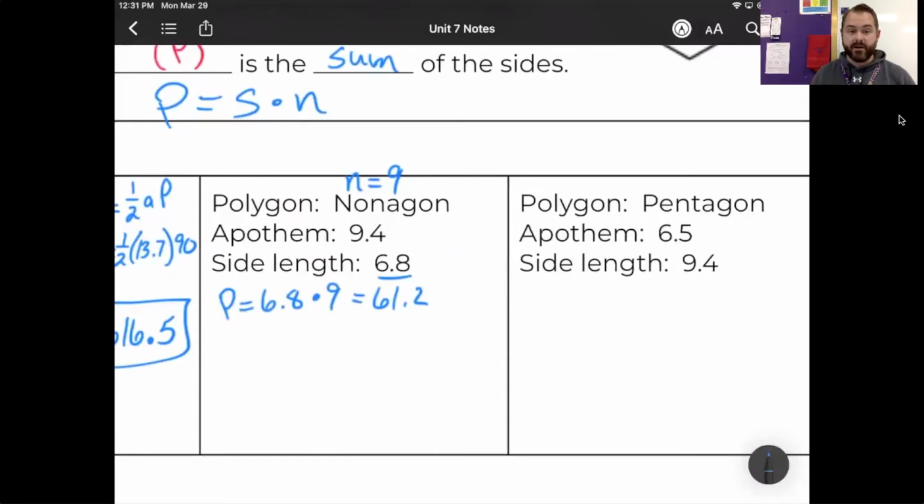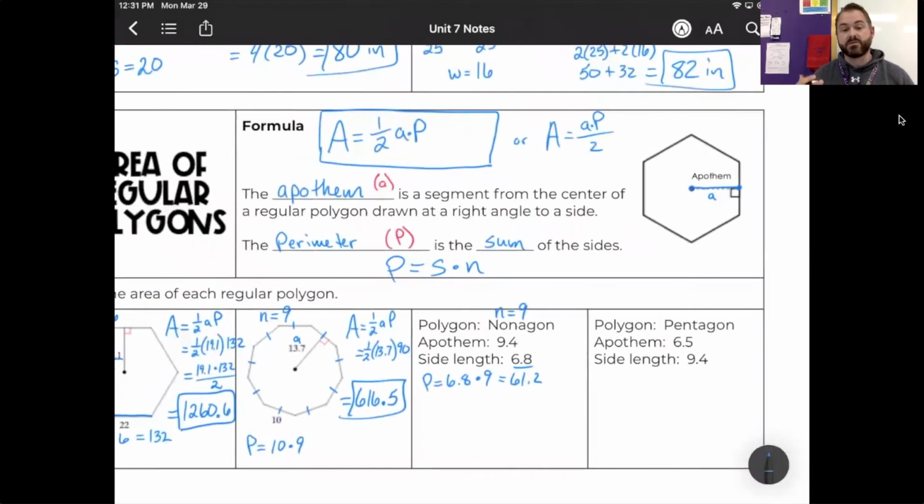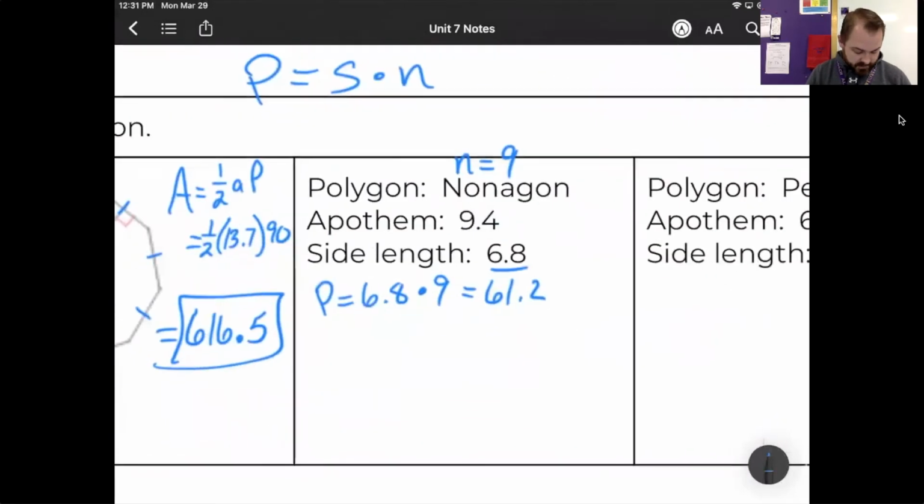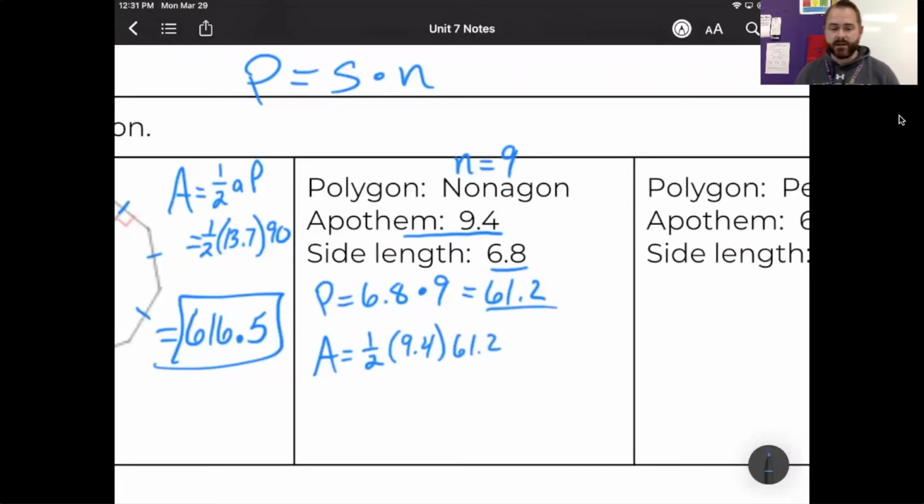So now I use my area formula again. Area equals 1/2 AP. So area equals 1/2 of the apothem, that's this, times the perimeter, which I just found there. And now I can do that calculation. 9.4 times 61.2, and then divide by 2, giving us about 287.64, or I can just call it 287.6 and round to the nearest tenth. Okay? All right, one more.